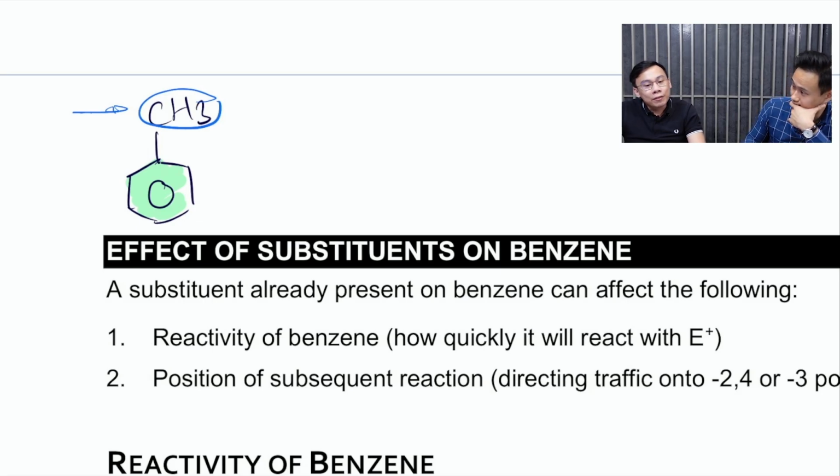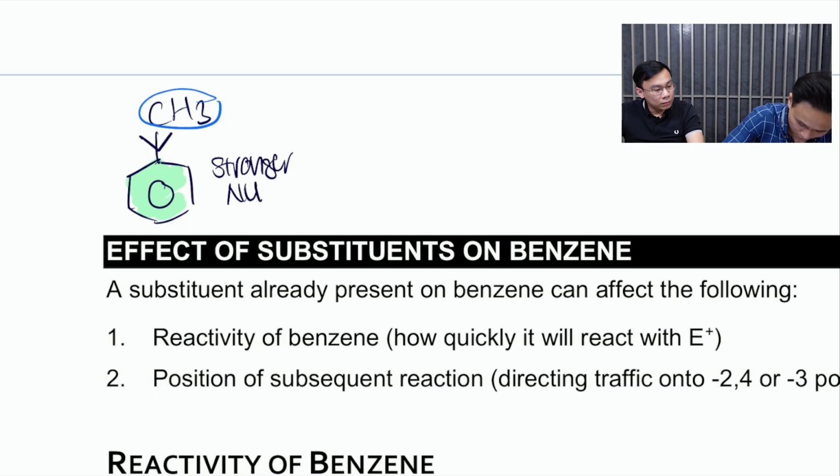If my memory serves me right, alkyl groups are electron donating. Well, someone remembers the stuff. Yes, alkyl groups are electron donating, and we donate electrons into the benzene ring. So that increases the electron density of the benzene ring, and therefore a stronger nucleophile. So it's definitely going to be a stronger nucleophile compared to a benzene ring.